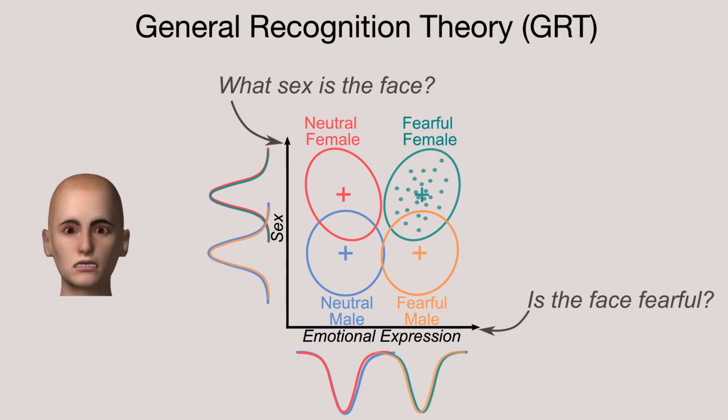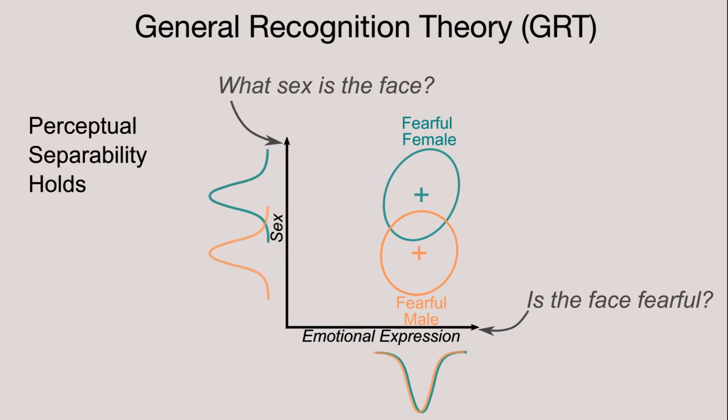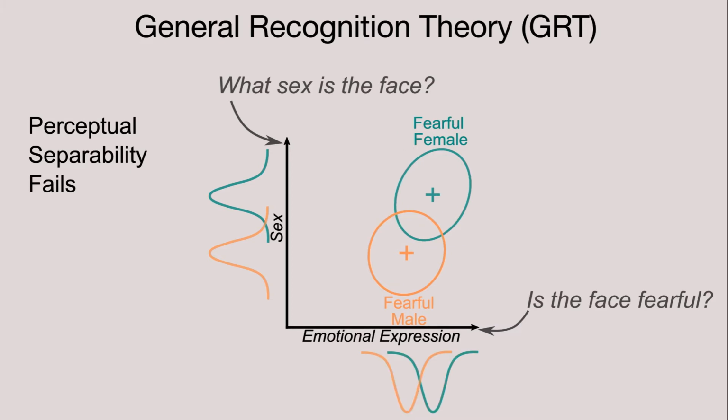Perceptual separability is a property of these representations that can be defined informally within GRT. Perceptual separability of emotion from sex holds if the marginal distribution of a given emotion does not change with levels of sex. For example, here male and female faces look equally fearful. Perceptual separability of emotion from sex will fail if the marginals were different. In this example, female faces look more fearful than male faces.